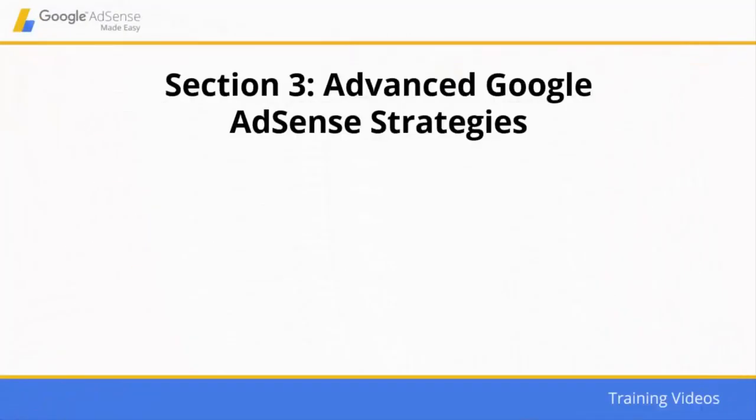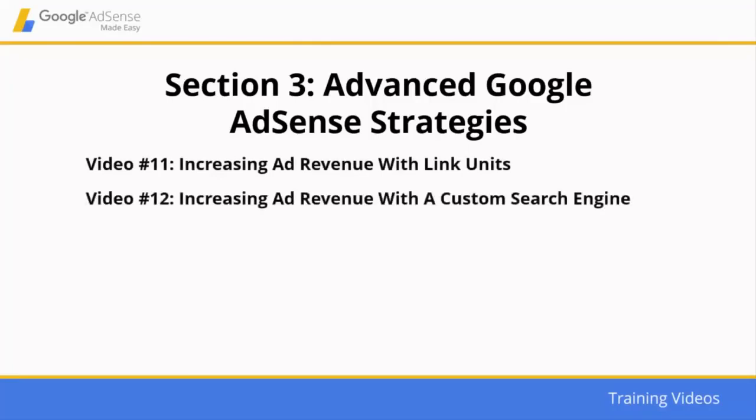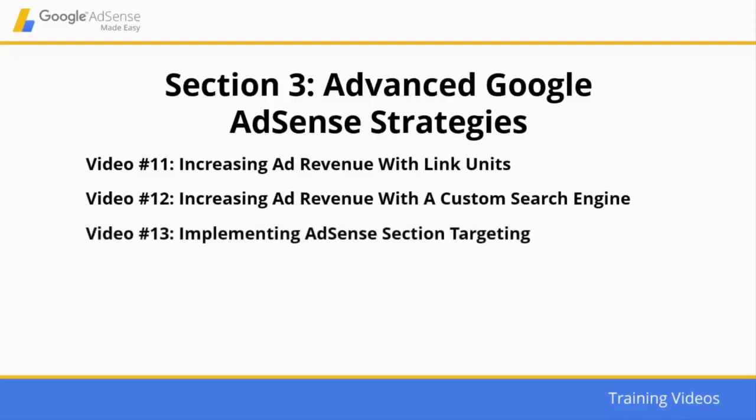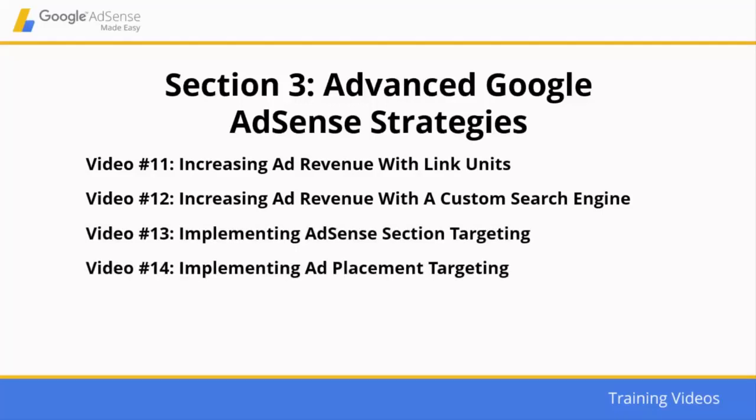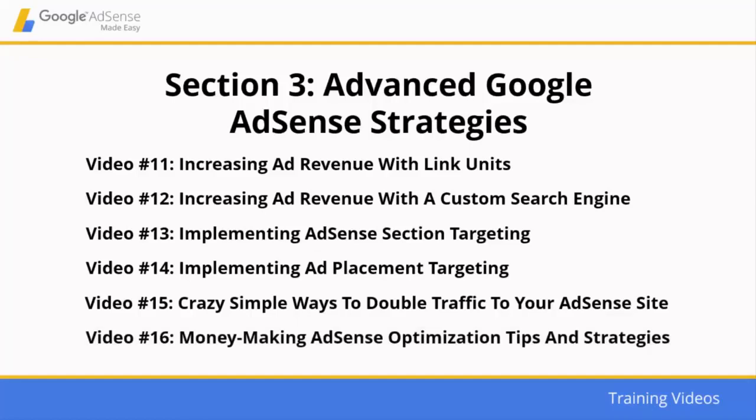Section 3. Advanced Google Adsense Strategies. In videos 11 through 16, we'll talk about increasing ad revenue with link units, increasing ad revenue with a custom search engine, implementing AdSense section targeting, implementing ad placement targeting, crazy simple ways to double traffic to your AdSense site, money-making AdSense optimization tips and strategies.